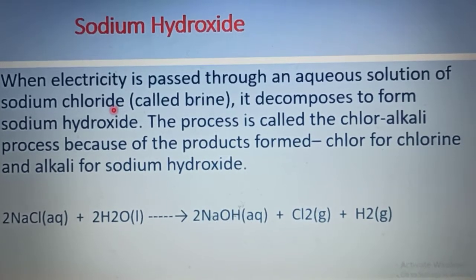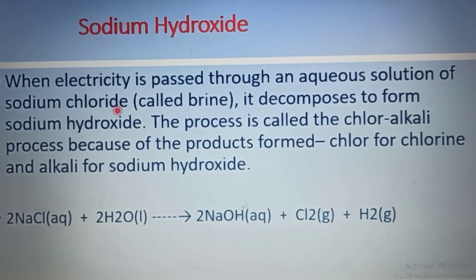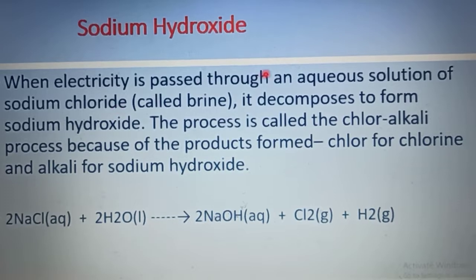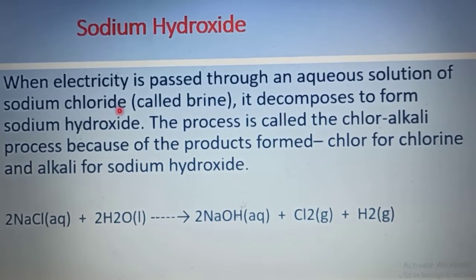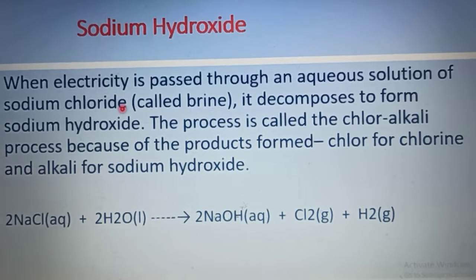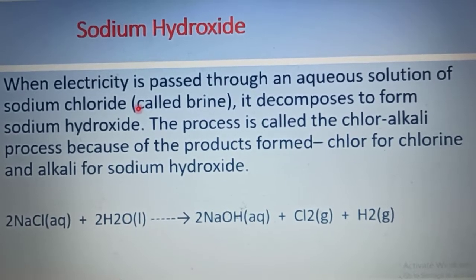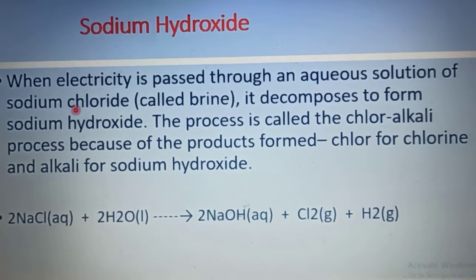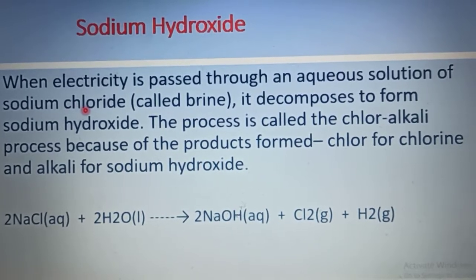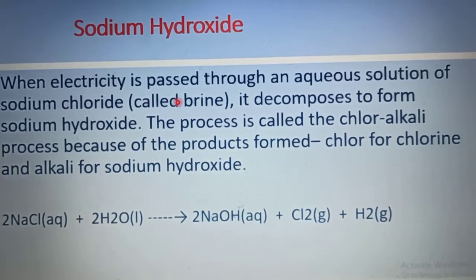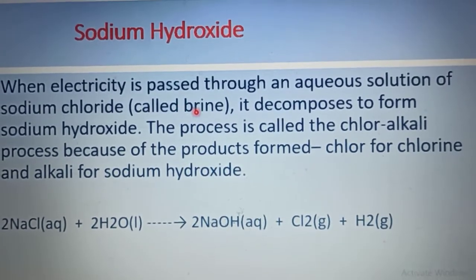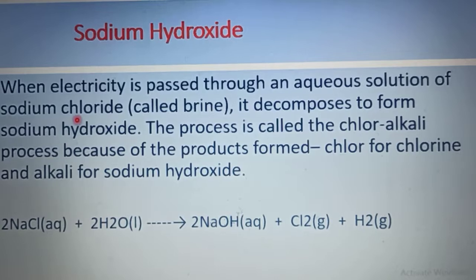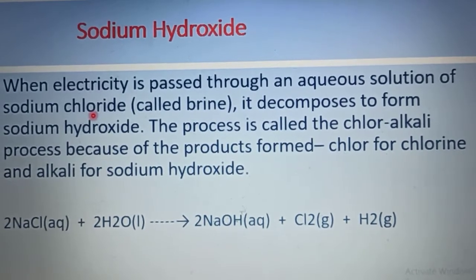So, aqueous solution of sodium chloride means sodium chloride is dissolved in water, and it readily dissolves in water and makes an aqueous solution. That is why it is called alkali, right? And this aqueous solution of sodium chloride is known as brine. So if it is asked what is brine solution, you can write it is the aqueous solution of sodium chloride.